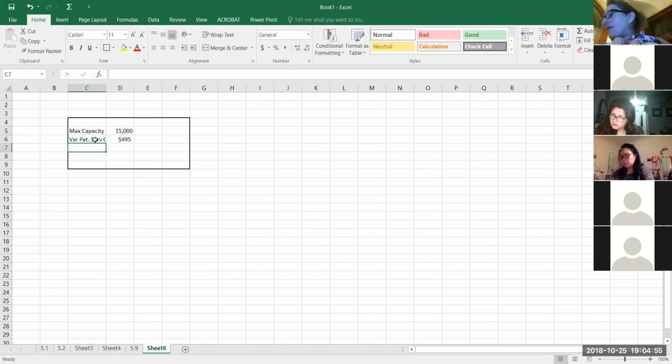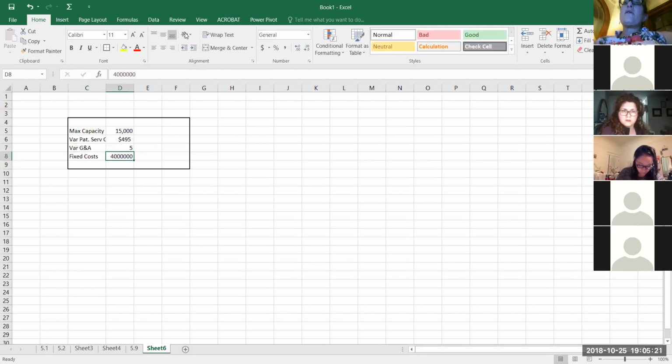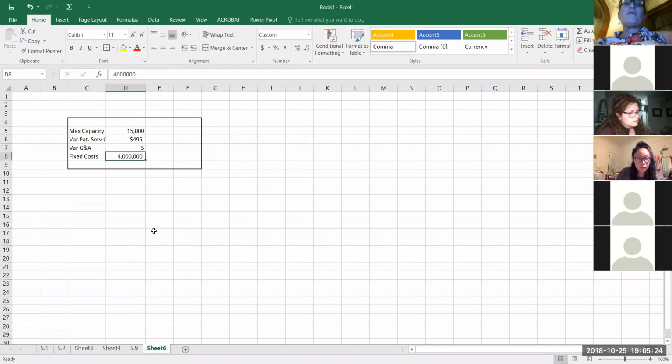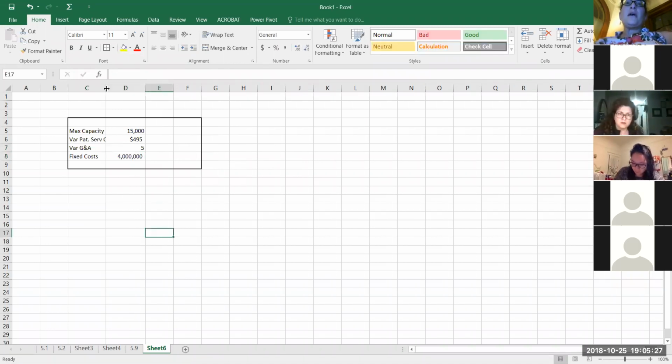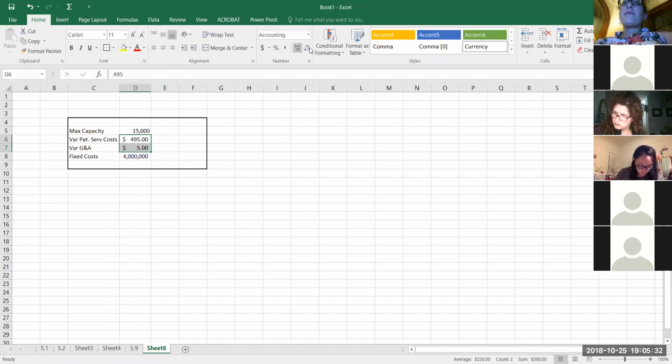Then it has another item, which is the variable general and administrative costs. So we'll put that in there as well. It's called G&A. That's $5 per unit, okay? Now, it basically says we've got fixed costs, right? So the fixed costs are $4 million, okay? So these are all our stats that we need to be aware of. Now, I'm going to put those as dollars because those are rates.